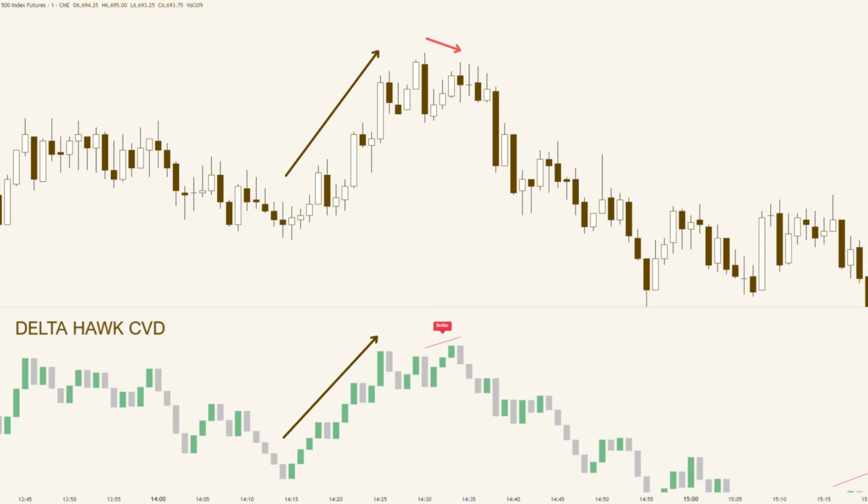At this point, it is important to check whether CVD is confirming or contradicting this move. CVD shows the opposite behavior. It forms a higher high. This creates a divergence. CVD shows stronger aggressive buying, but price fails to move higher, indicating that passive sellers are absorbing the aggressive buying. Once aggressive buyers lose momentum, sellers regain control and price moves lower, completing the bearish absorption pattern.